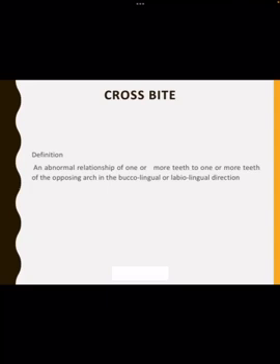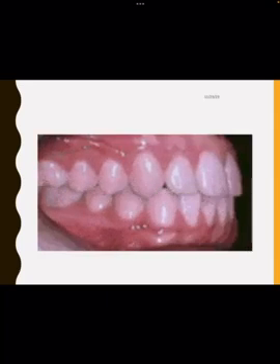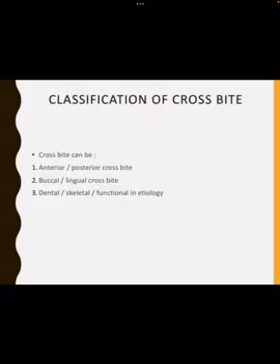Crossbite. Crossbite is an abnormal relationship of one or more teeth to one or more teeth of the opposing arch in the buccolingual as well as labiolingual direction. This is the crossbite. Now, classification of crossbite. Crossbite can be classified into anterior or posterior crossbite, buccal or lingual crossbite, dental, skeletal or functional crossbite in terms of etiology.